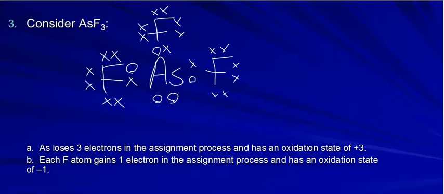For oxidation state, the electrons in a bond are assigned to the more electronegative atom. So if I'm comparing F to As, F is more electronegative, so these electrons go to F, these electrons go to that F, and these electrons go to that F.